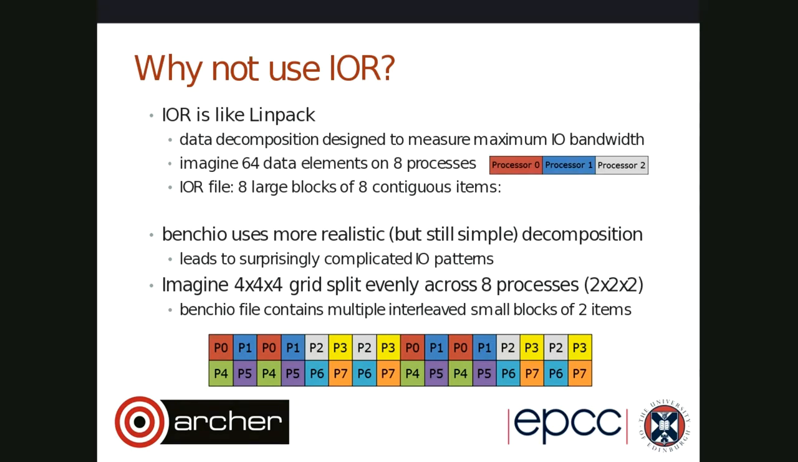So IOR doesn't really model how users actually use parallel IO on an HPC system. So we went forward with BenchIO. I've summarized that in a few slides. That was quite a large block of work, actually, to understand the differences between IOR and BenchIO and what the benchmarks were showing and why you'd use one rather than the other. And that was quite a large block of work before we even started collecting data in earnest to try and understand what was going on.